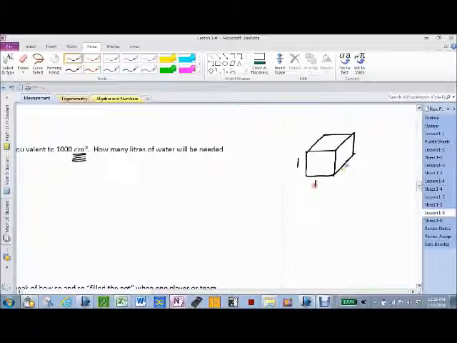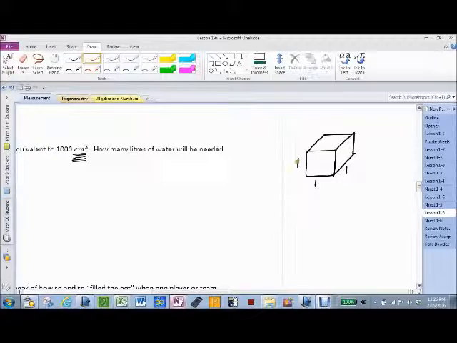One. All of those are a meter. So how big is this cube? 1 meter cubed. 1 times 1 times 1. Is everybody good? Okay. Now make it centimeters.